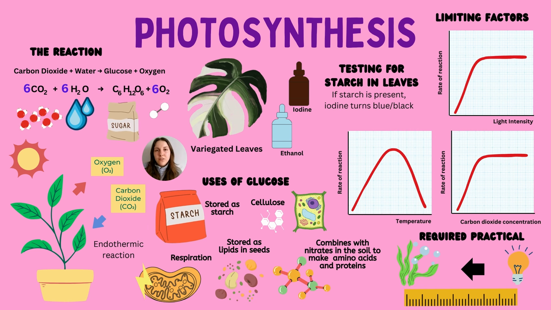So the variegated leaf is useful because only parts of the leaf are green, indicating that photosynthesis is happening here because there's chlorophyll present and it can absorb the light energy needed for the reaction to occur. As light energy is absorbed, this is an endothermic reaction. Essential key points that you should be aware of are limiting factors. In this topic, there are 3 limiting factor graphs that you should be able to identify, including temperature, carbon dioxide concentration, and light intensity.